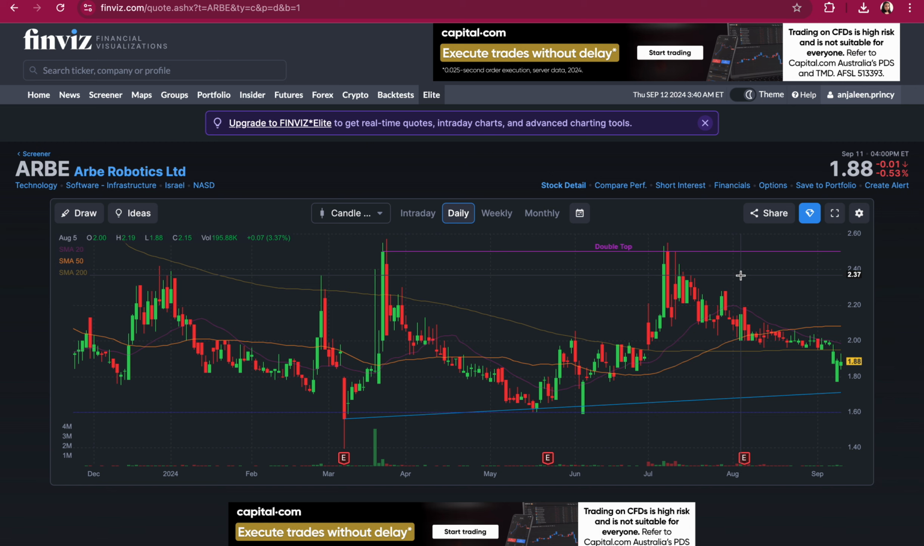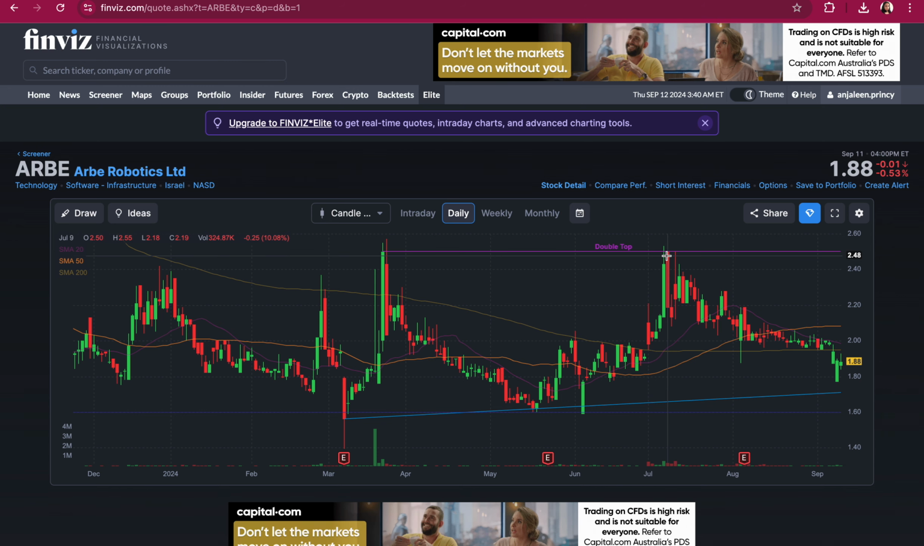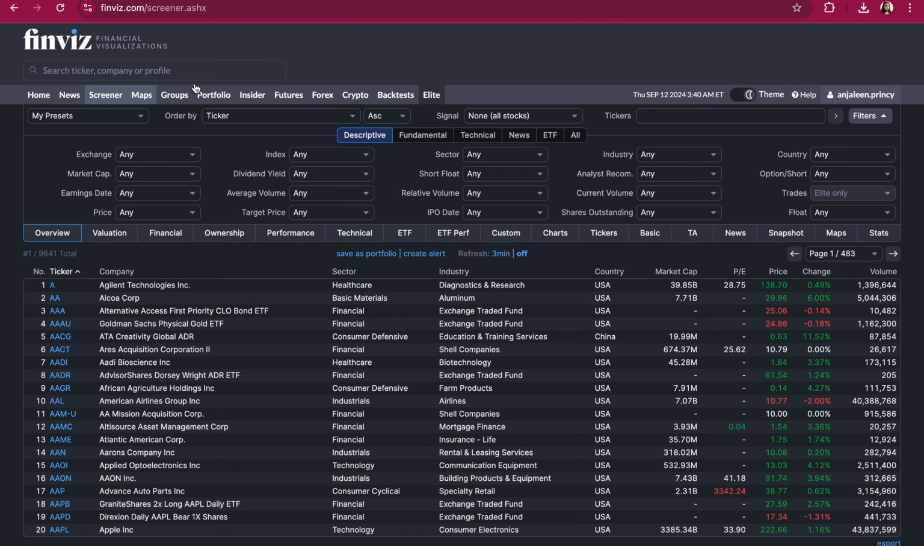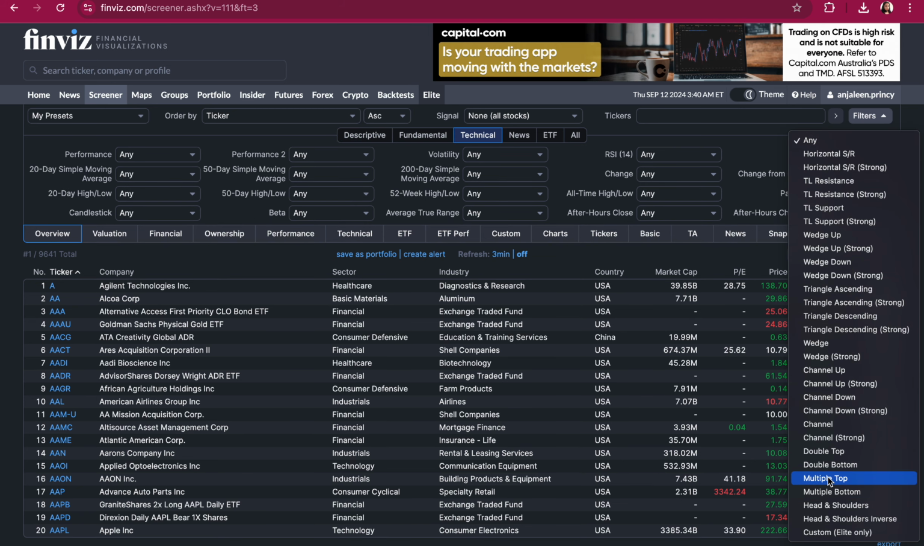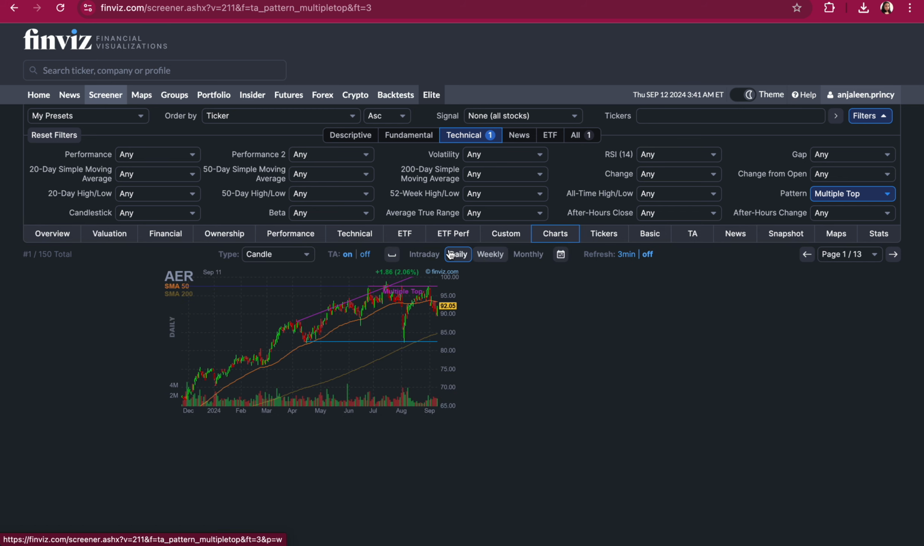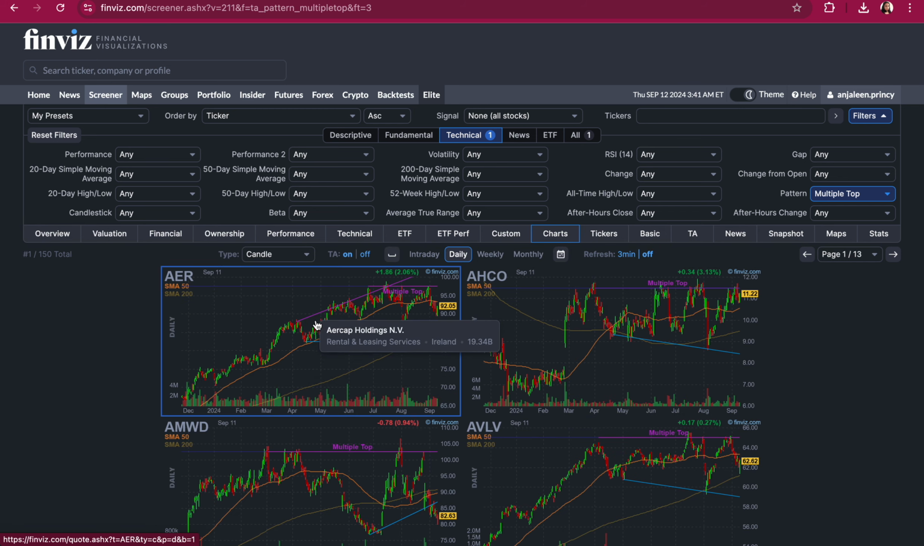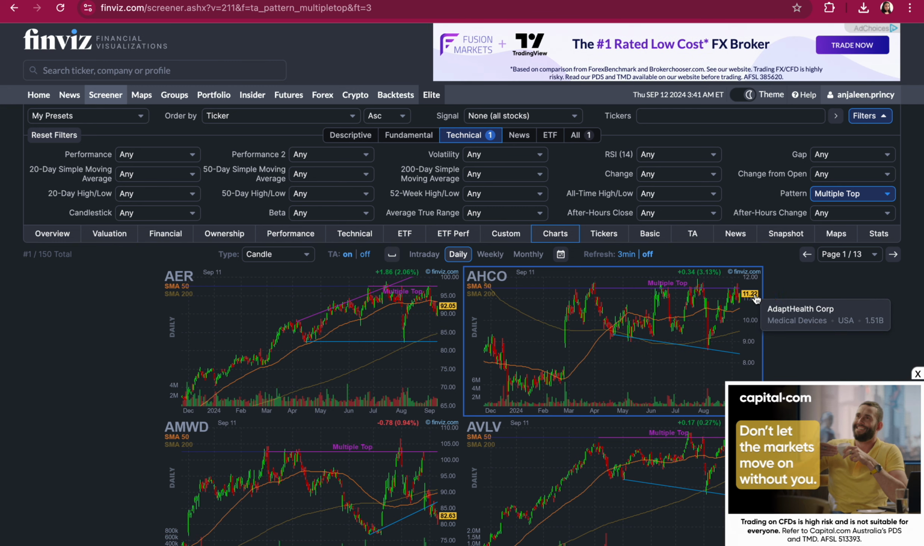If there are only two, they're called double top, but if there are multiple tops, just like the name suggests, it's got multiple peaks. And for the final touch, let's go to the technical and go to the pattern, and you can see multiple tops, and go to the charts. Then you can see, look at the multiple top formation.